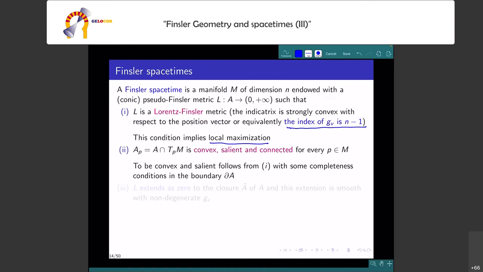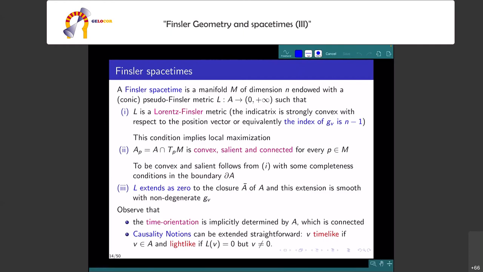Okay, so then the domain A of this Lorentz Finsler metric has to be convex and non-empty, and this is implied by the first property if you make some assumptions or completeness conditions on the boundary of A. And then L extends as zero to the closure of this domain. Basically, what you have is that you have defined the Lorentz Finsler metric in a cone structure. The boundary of this domain A is a cone structure. And here we don't have to introduce the time orientation, because this is implicit in A. A has only one connected component.